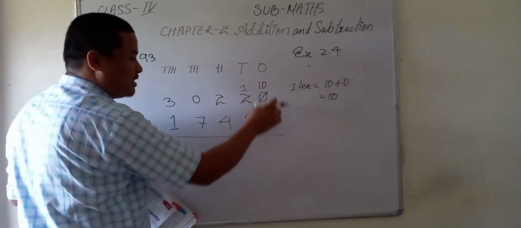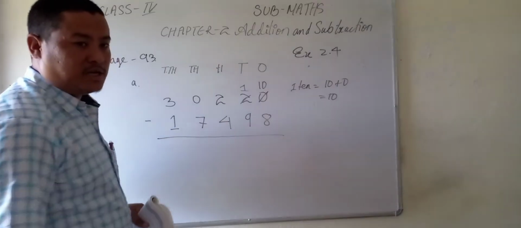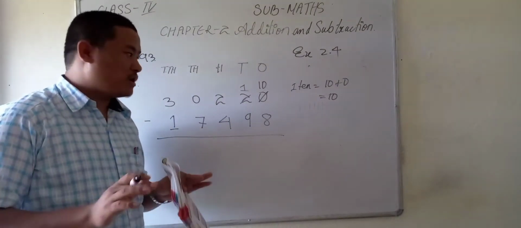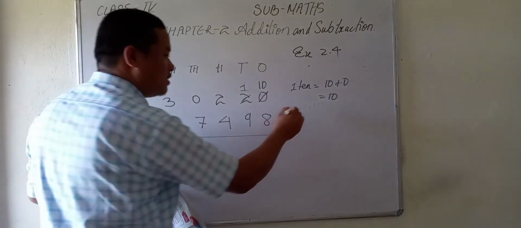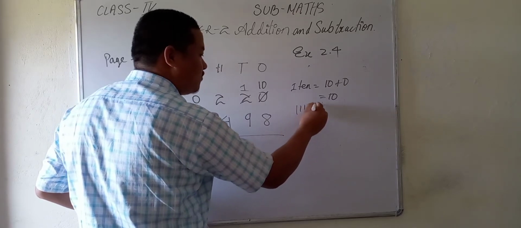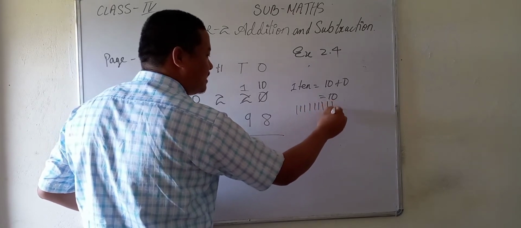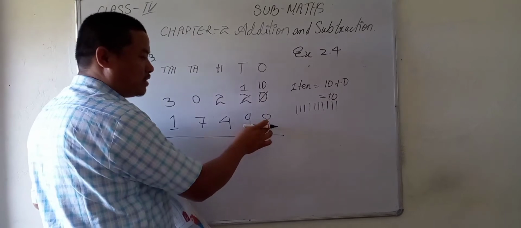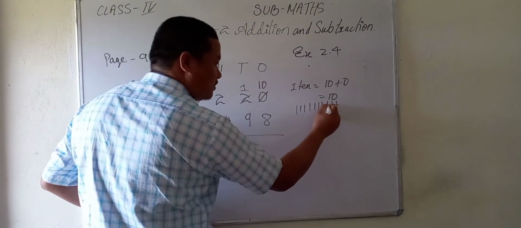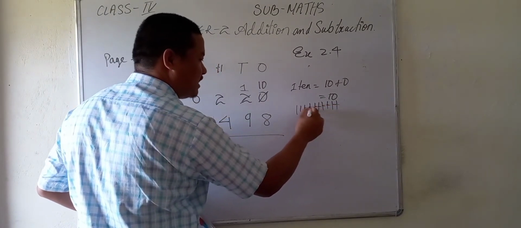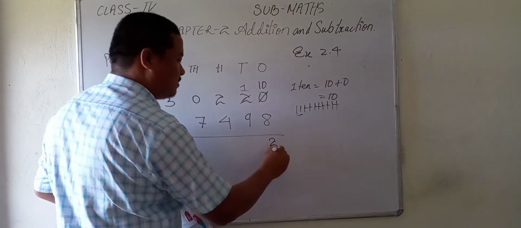Now 10 minus 8. From 10 you have to take out 8. 1, 2, 3, 4, 5, 6, 7, 8, 9, 10. From 10 take out 8. How much remain? Only 2.